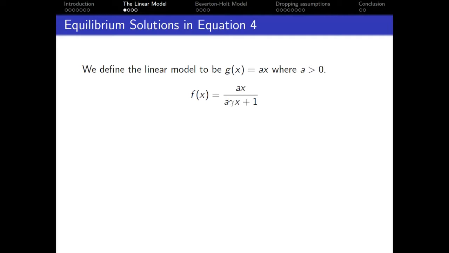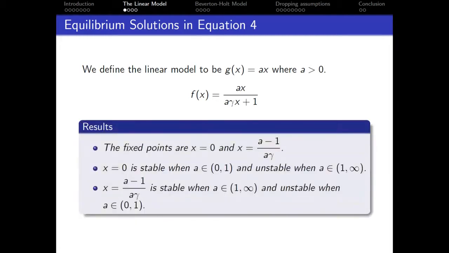The first function we analyzed for g of x was the linear function, g of x equals ax, where a is greater than 0. In this case, equation 4 becomes f of x equals ax divided by a times gamma times x plus 1. After a bit of algebraic manipulation, we find that the fixed points of the system are x equals 0 and x equals a minus 1 divided by a times gamma.